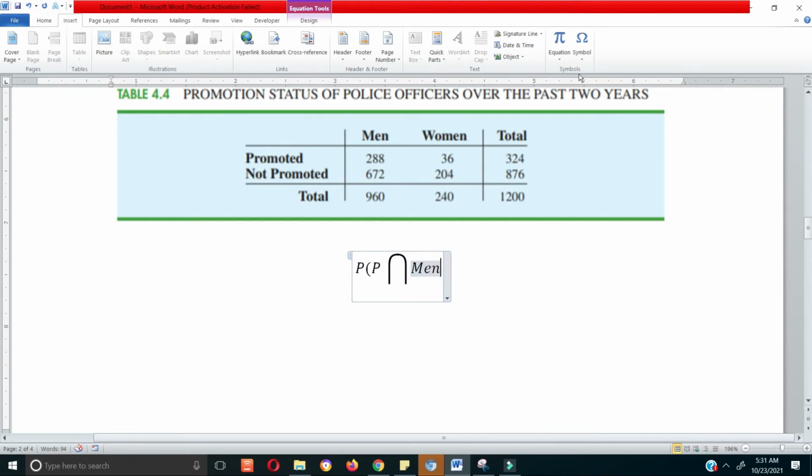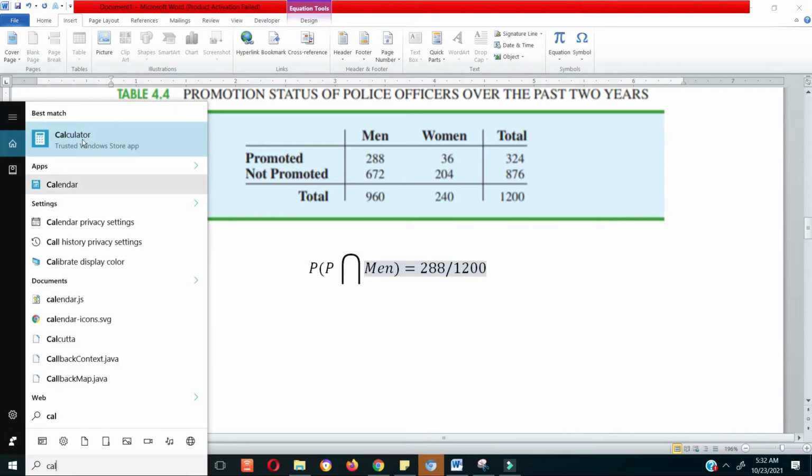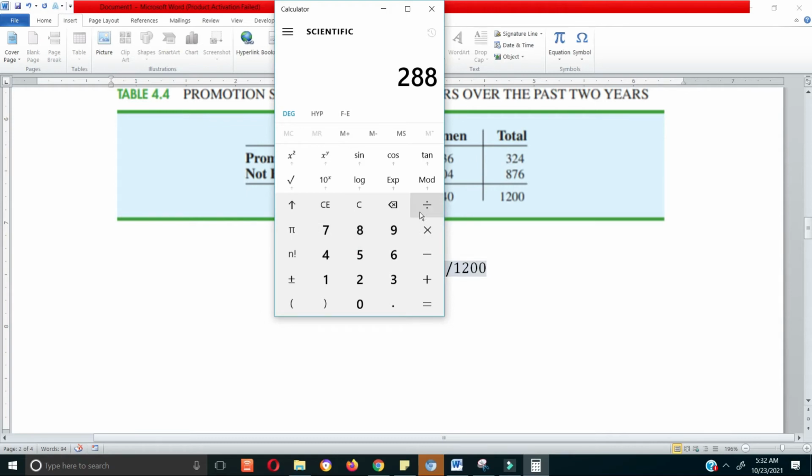Did I get the right symbol? One is promoted and they are men. It is going to be given by this number, which is 288 over 1200, and that should give us 0.24. This is how we convert these values to probabilities, assuming we already have these numbers.